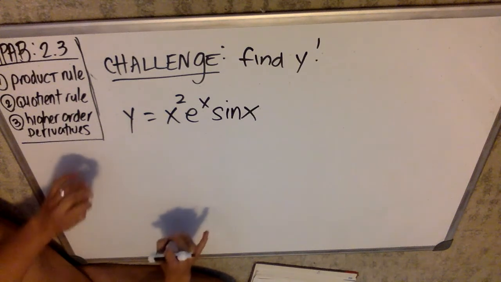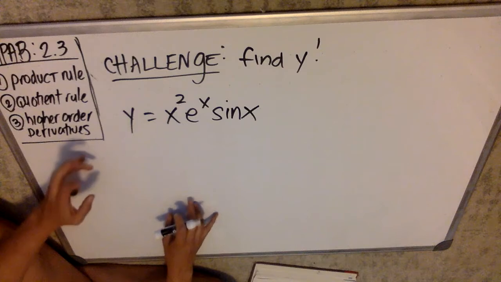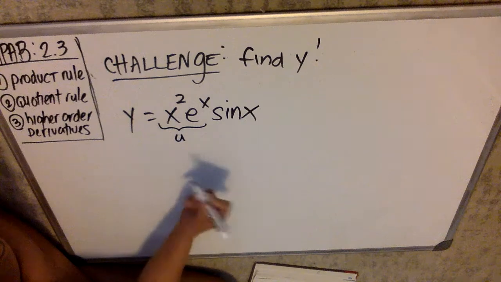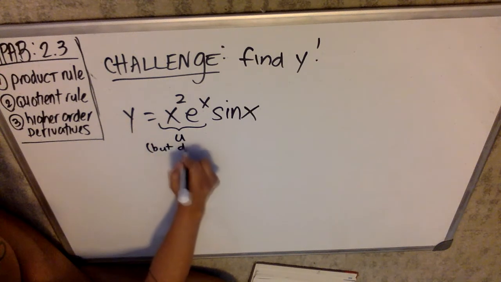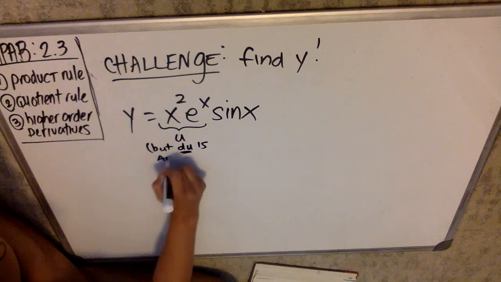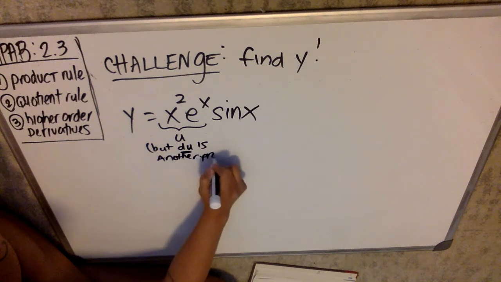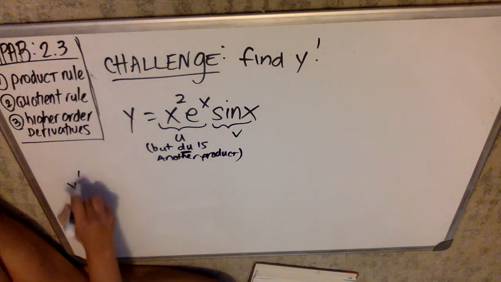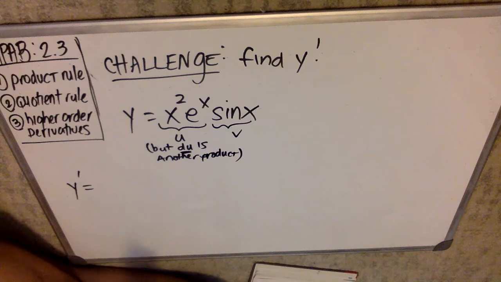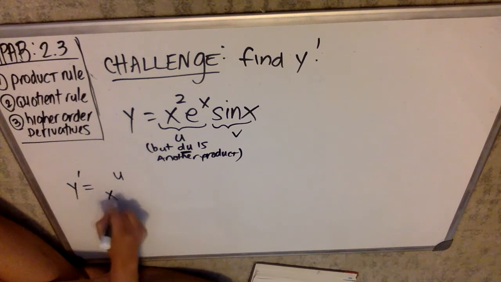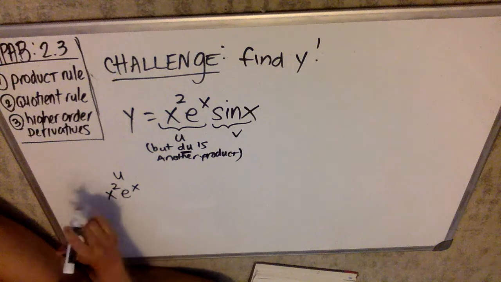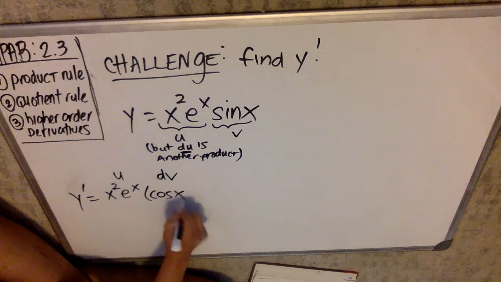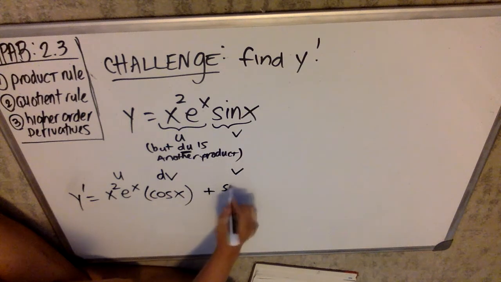Here's the problem. The product rule relies on only having two functions. So you're going to have a product rule within your product rule. I'm going to call these guys collectively u. But that means that du is another product. There's a product within a product. How tricky. And I'm going to call this guy v. So my y prime is going to be u, which is pretty straightforward, x squared e to the x. So u dv, which is just the derivative of sine, so that's cosine. That's fine. Plus v, which is also fine.